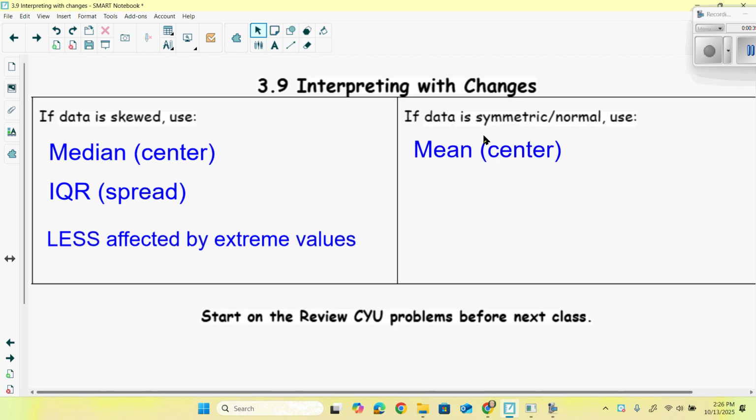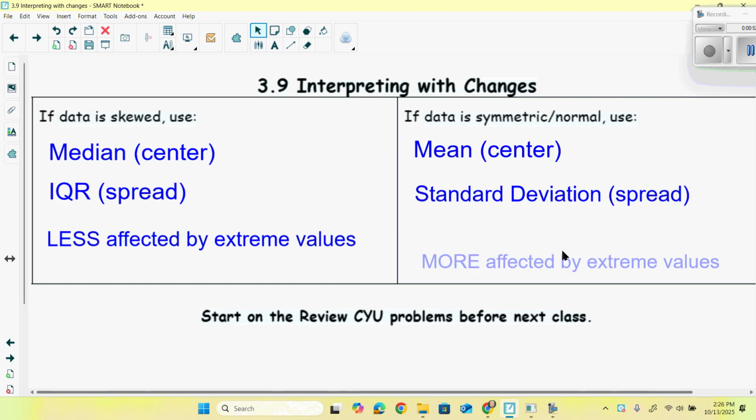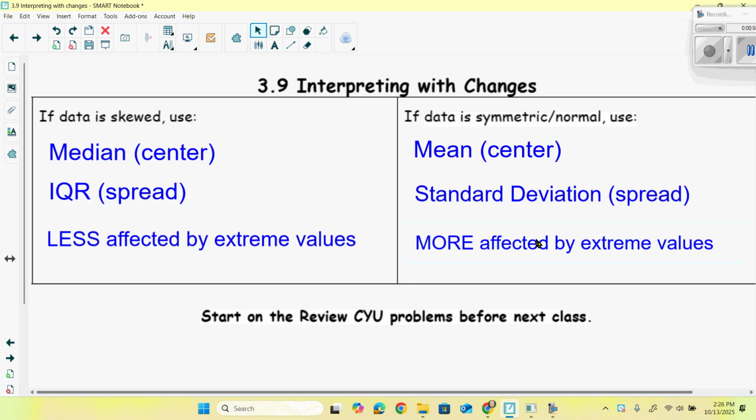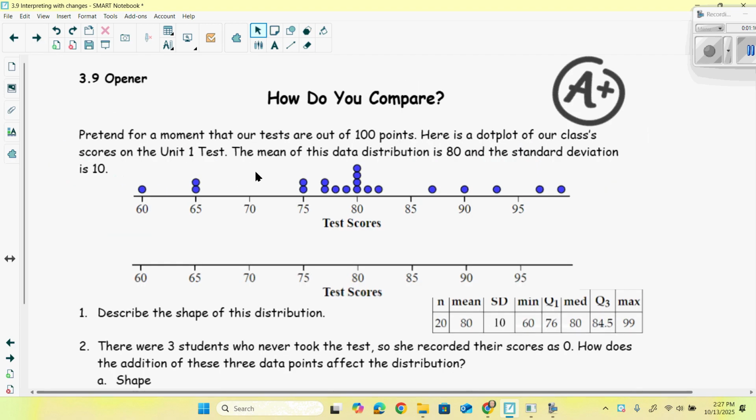Likewise, if the data is symmetric or normal, normal is really what we want to look at, the mean is a good measure of center, and standard deviation will measure our spread. In this situation, the mean will be more affected by the extreme values. So if there are extreme values, we tend to like the median and IQR. If it's more symmetric or bell curve, we like the mean and standard deviation. So we're going to do a bit of a review here with some material from our opener.